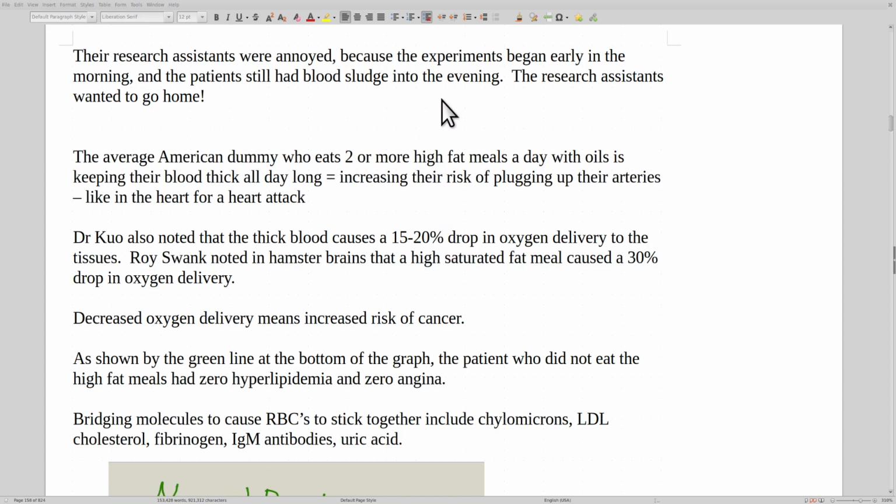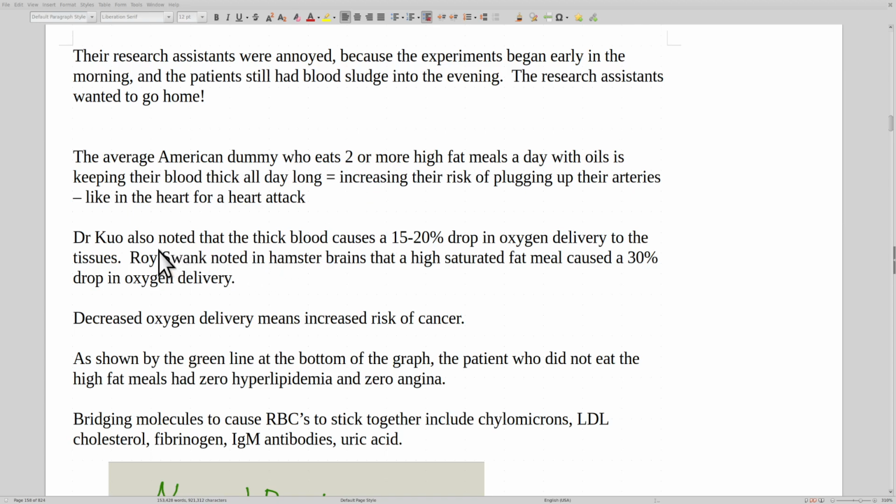With the cooking oils, the blood stayed sludge thick for so long, the research assistants wanted to go home. You know, maybe they started the experiment at 8 o'clock in the morning, and now you're going into the night hours, and they still weren't done yet. The average American is eating two or more high-fat meals per day with oils, and they're keeping their blood thick all day long, so they'll have a tendency to have hypertension, and they're at great risk of progressive worsening atherosclerotic occlusions of the arteries to their heart, their kidneys, and their brains.